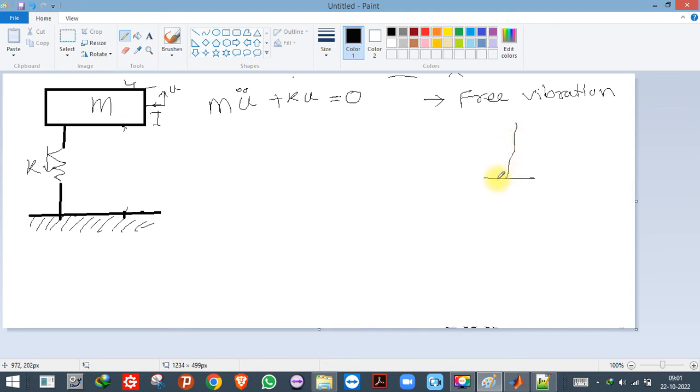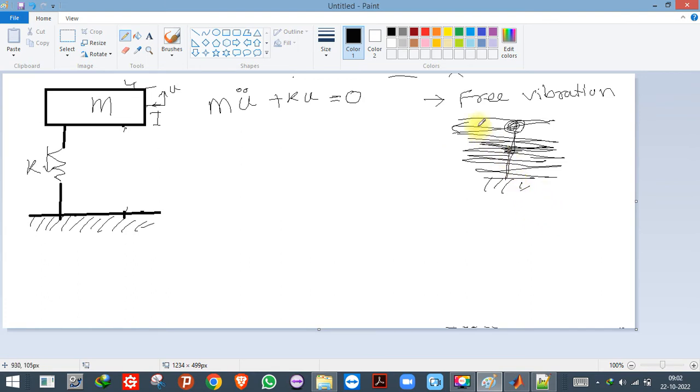Let's say you have a pendulum or a steel ball tied with a rod. How to do free vibration? Simply you give one pull, you pull it here and you leave it, so it will vibrate like this. If there is damping, it will go down, or if there is no damping, it will keep on vibrating for an infinite time. So this is called free vibration.